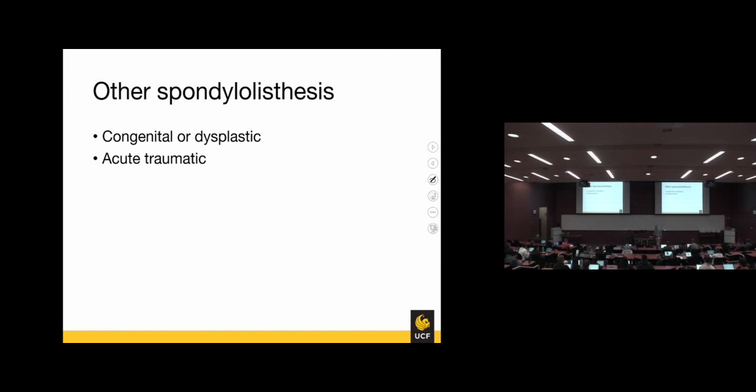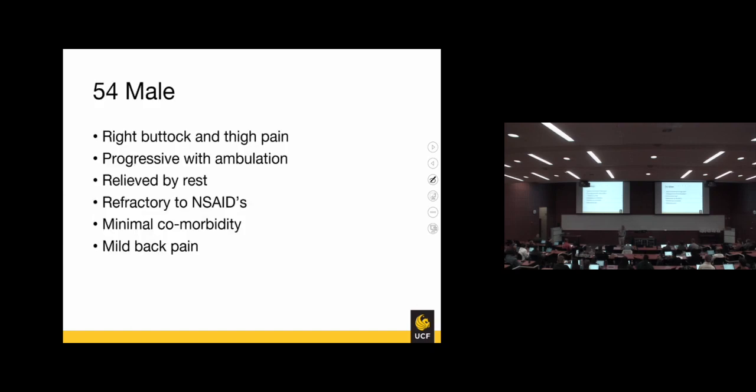Okay, so there's other kinds of spondylolisthesis, congenital or dysplastic, and that is just an elongation of the pars interarticularis. And then you can also have acute traumatic. So you can have a patient thrown from a vehicle that comes in and they've had an acute traumatic spondylolisthesis. All right, so let's see some cases.